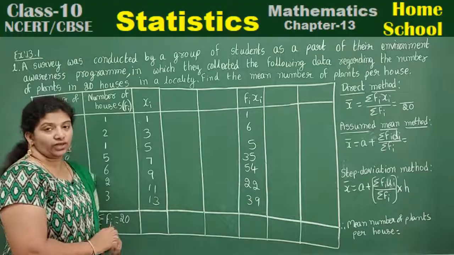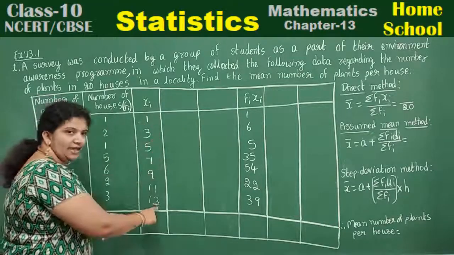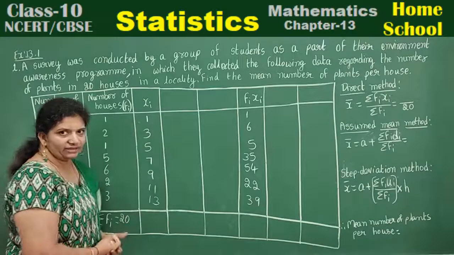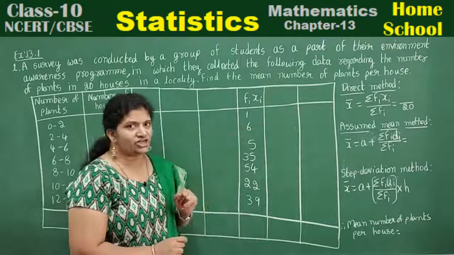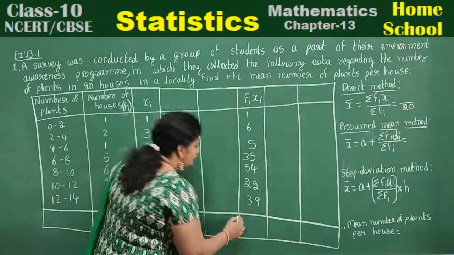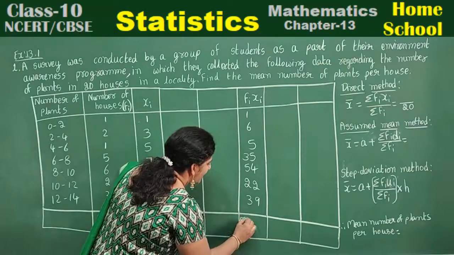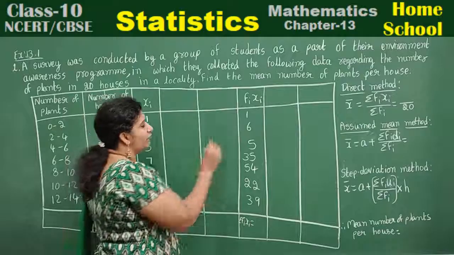Okay, what did we do, children? fi column, xi column multiplied. Right? Now, we need for the formula summation fi xi. So, add all this. Summation fi xi is equal to. Let's start adding. How to add?